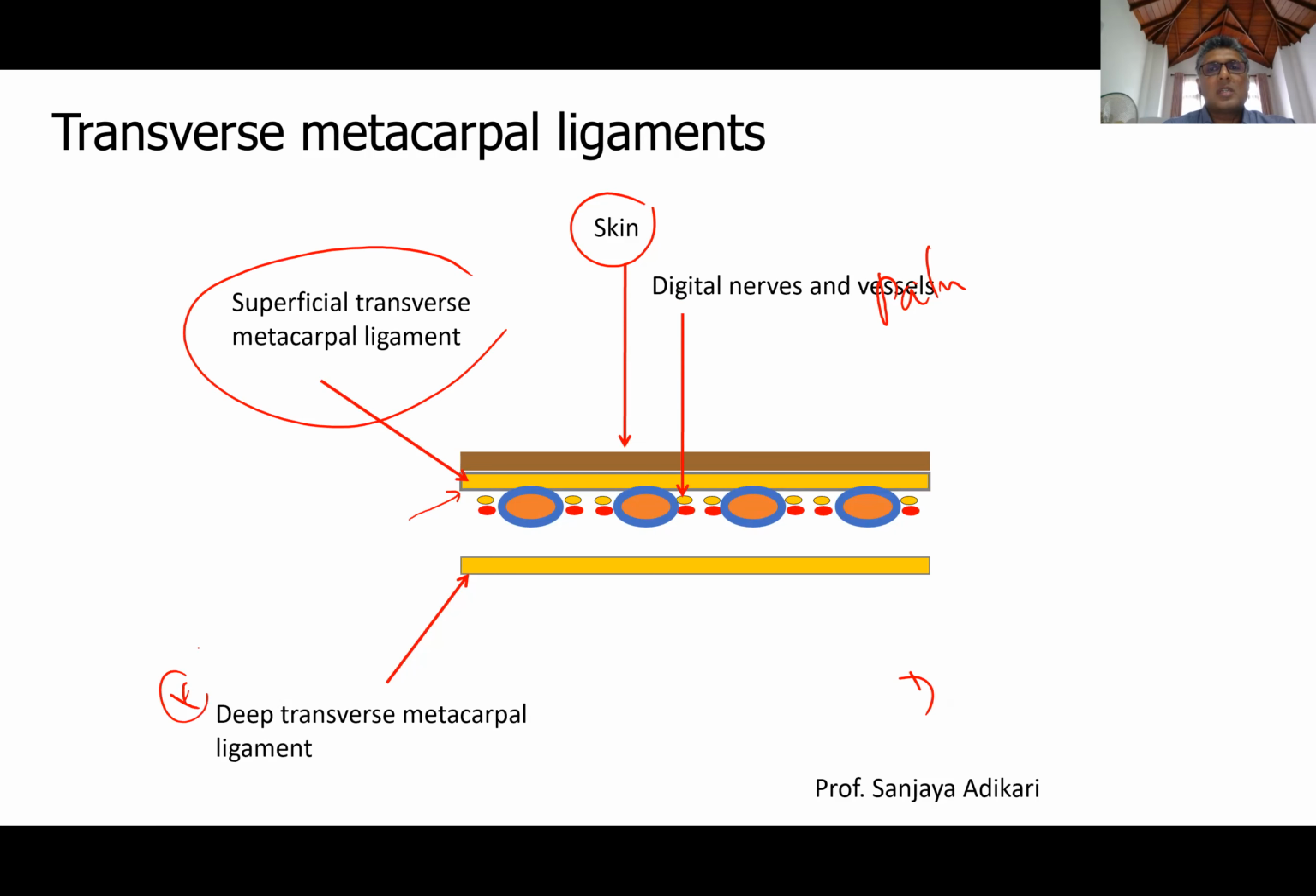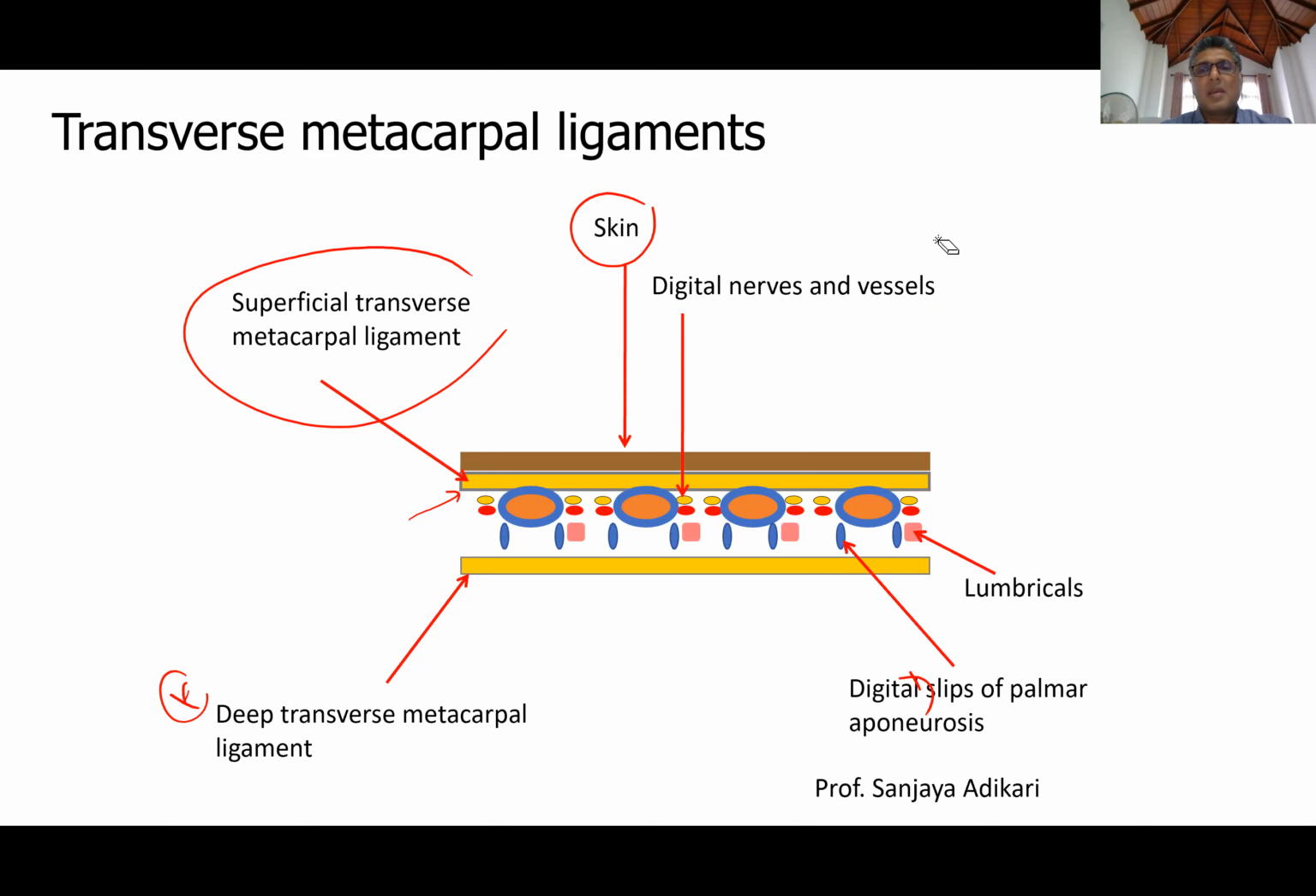You get all your digital nerves and vessels, the tendons with their flexor synovial sheaths, your lumbricals, and the digital slips of the palmar aponeurosis. They all lie between the deep and superficial transverse metacarpal ligaments. The only structures posterior to the deep transverse metacarpal ligament are the interossei and the metacarpal bones. So it's a very deep one, the deep transverse metacarpal ligament.